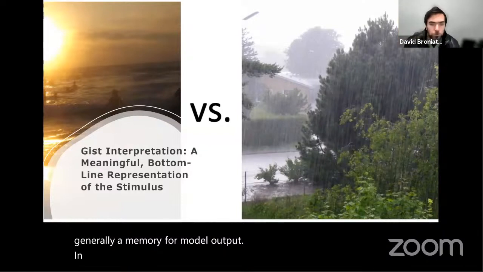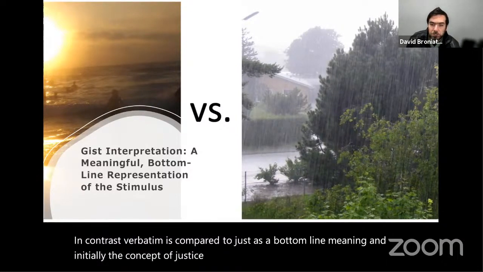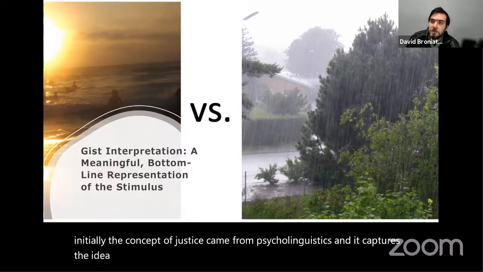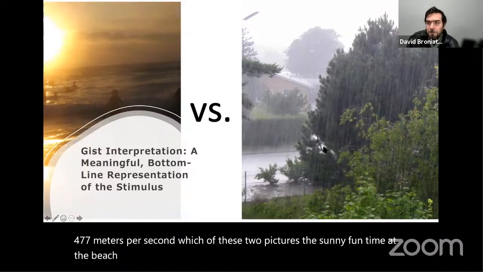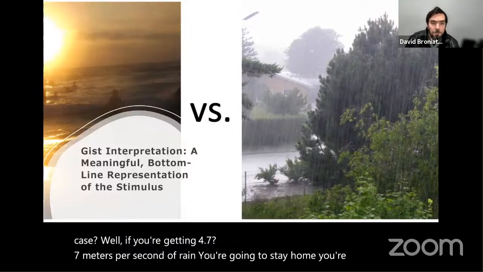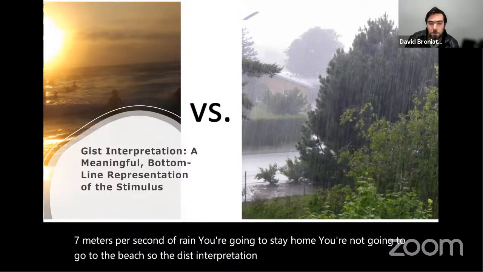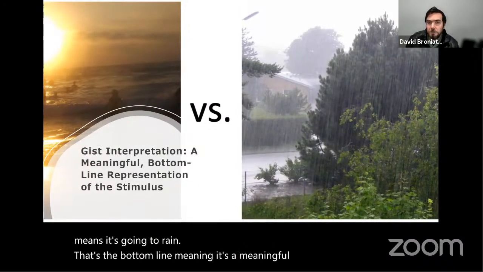In contrast, verbatim is compared to gist. Gist is a bottom line meaning. Initially, the concept of gist came from psycholinguistics, and it captures the idea of what all of this stuff means. So if I were to go back and say 4.77 millimeters per hour, which of these two pictures, the sunny fun time at the beach or staying at home in the rain, is more likely to be the case? Well, if you're getting 4.77 millimeters per hour of rain, you're going to stay home. You're not going to go to the beach. So the gist interpretation basically says, well, that means it's going to rain. That's the bottom line meaning. It's a meaningful bottom line representation of the stimulus.